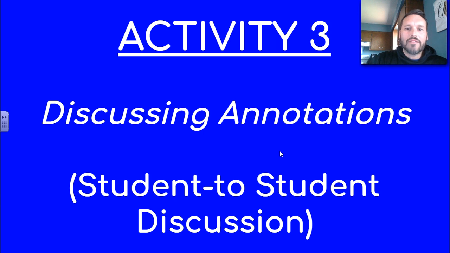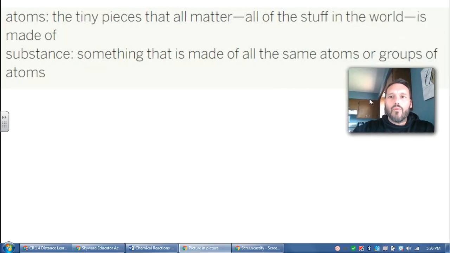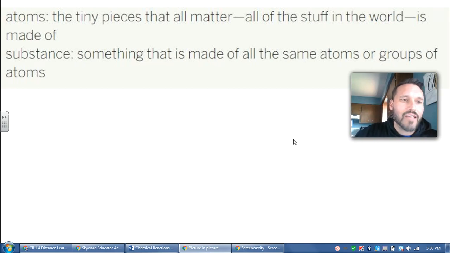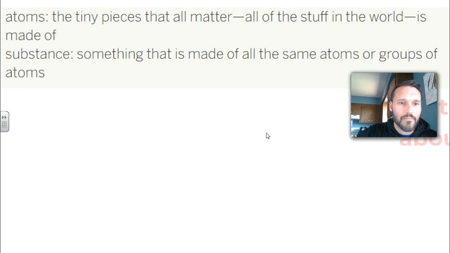All right, instead of discussing annotations, we're going to do a student-to-student discussion a little bit differently. So activity 3, we're not going to do what it says in Amplify. What I'd like you to do is add in a couple definitions before we go and do the discussion. Atoms are the tiniest pieces that all matter, all the stuff in the world, is made of. And a substance is something that is made of all the same atoms or groups of atoms. So you can go into your online notebook, pause the video, and type in the definitions of these 2 words.